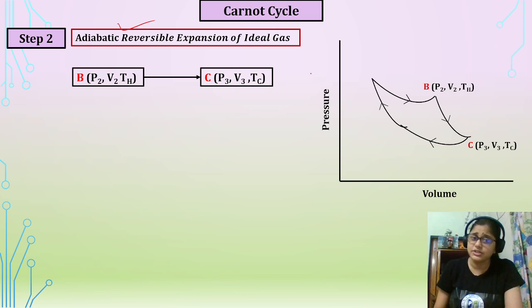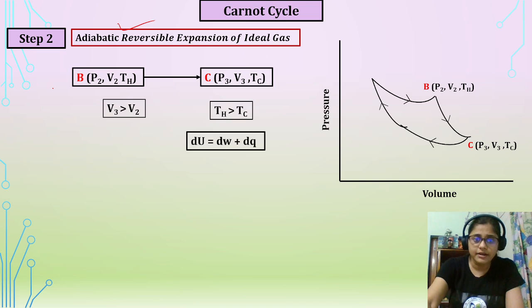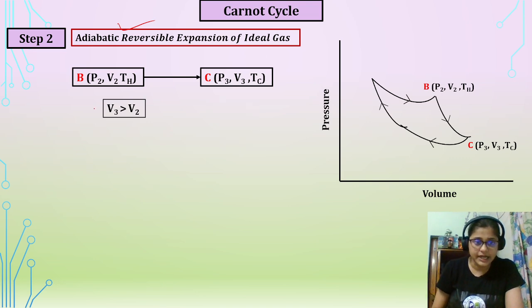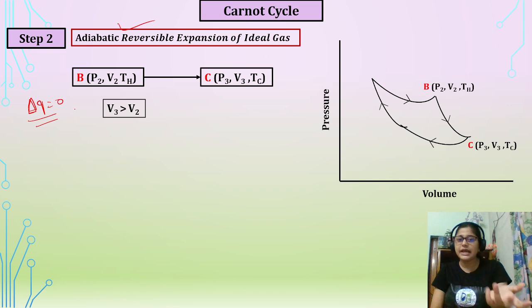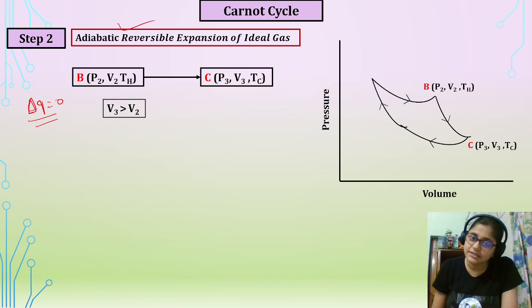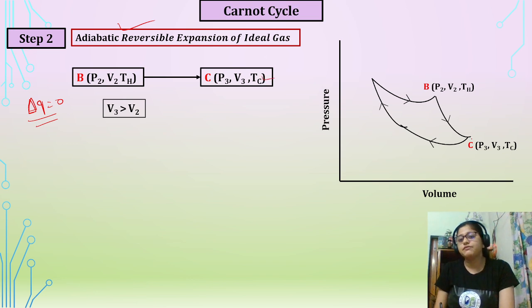Here it is an adiabatic process, we know dq is 0. So heat is not transferred, but temperature can be changed, right? This is not an isothermal process. So let's say the temperature is this. Whether the temperature will be higher than the initial or not, we don't know.